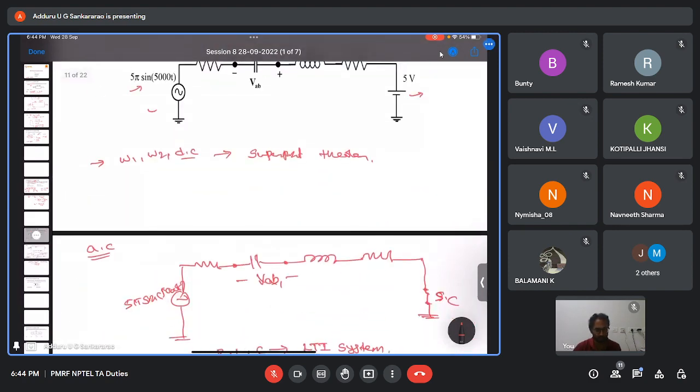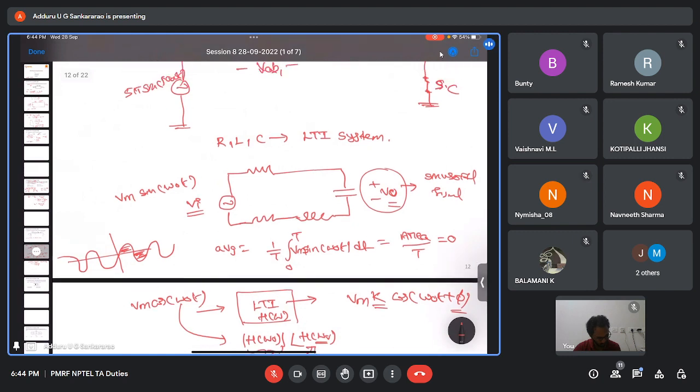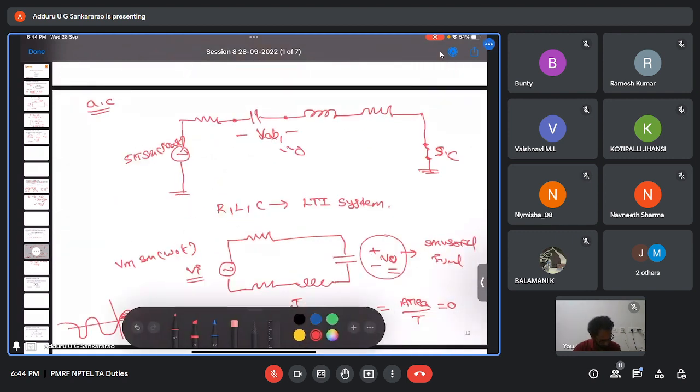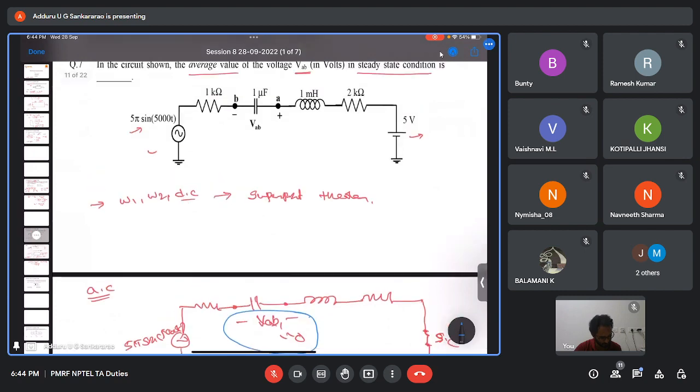Now, since it is an LTI system, the output is a sinusoidal signal, but what we want is the average value. So we get VAB1 as 0, right? VAB1 is 0. Is that okay?